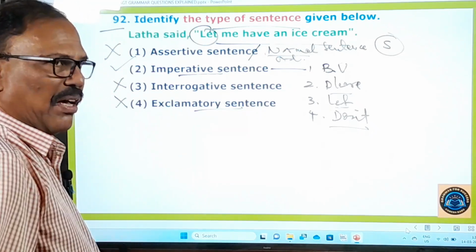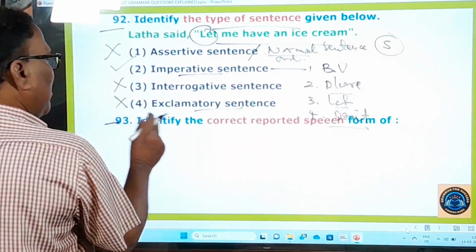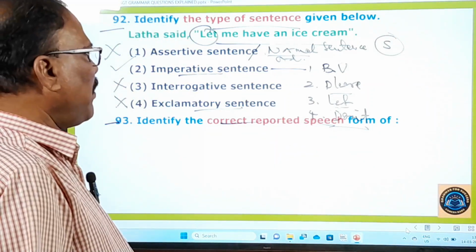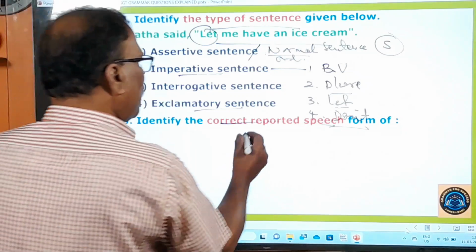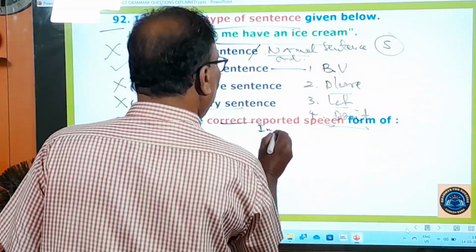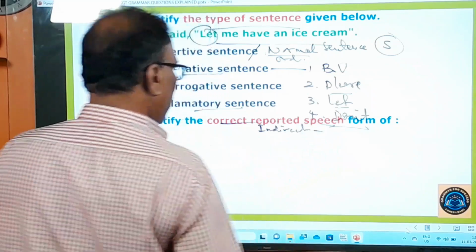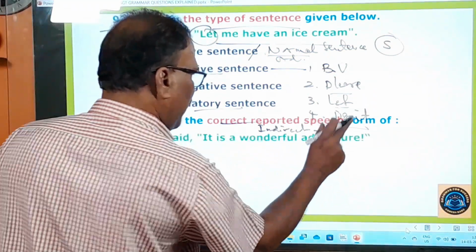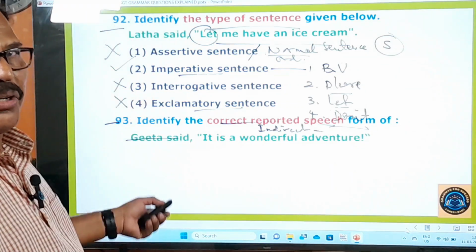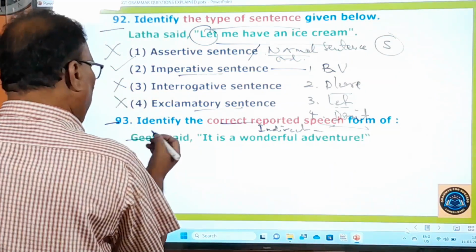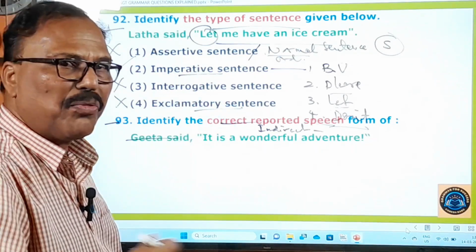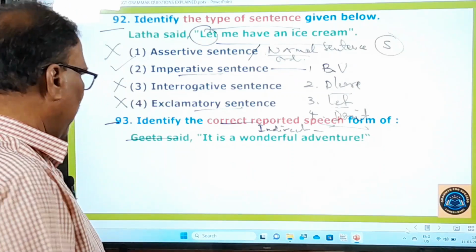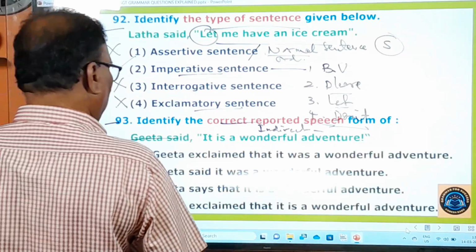Now let's move on to the next question. The 93rd one: identify the correct reported speech form. Reported speech means indirect speech, as I have already told you. What is that sentence? Geeta said, it is a wonderful adventure. It's a very simple sentence, and you can easily do that. Now let us do it on our own before we choose the right option from the given options.